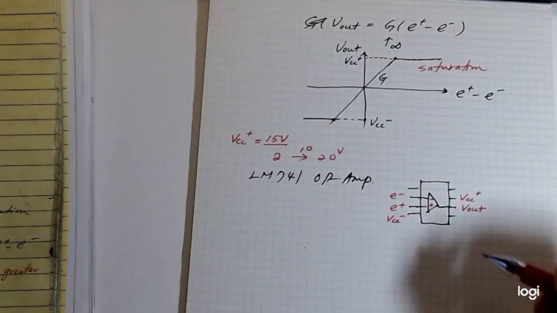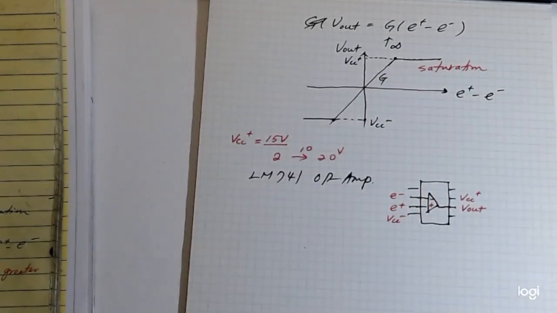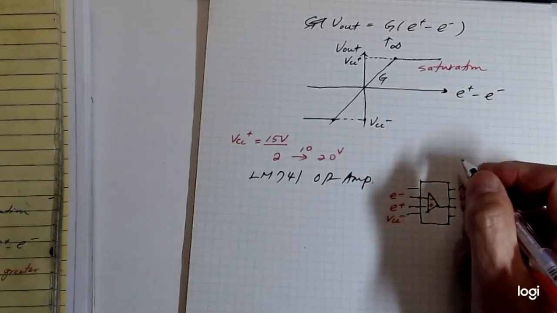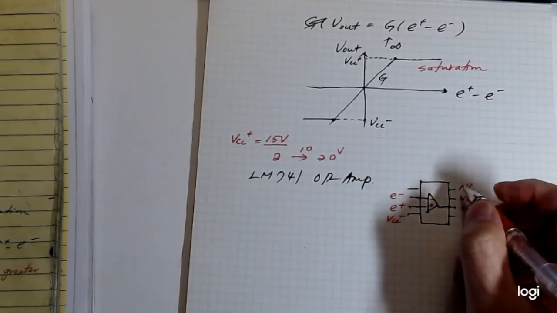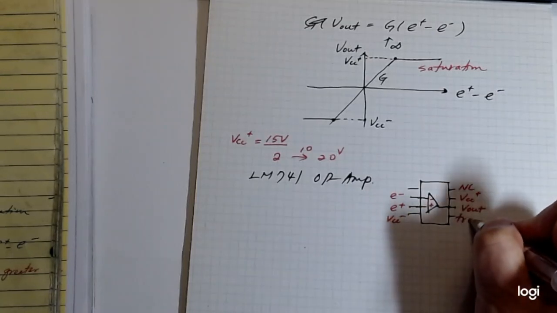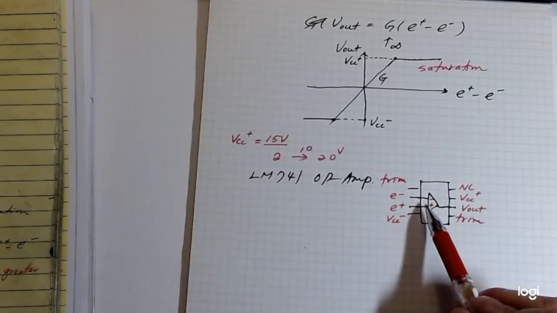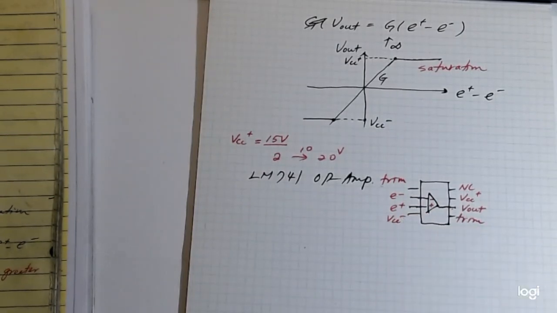So the other three terminals we don't use. This is called NC, not connected, or this is for trim to do the offset. But in general, we only use 1, 2, 3, 4, 5 pins to make a circuit.